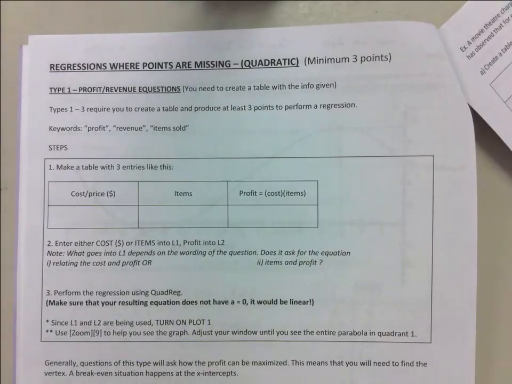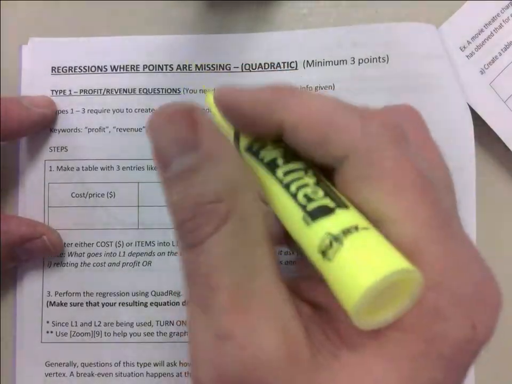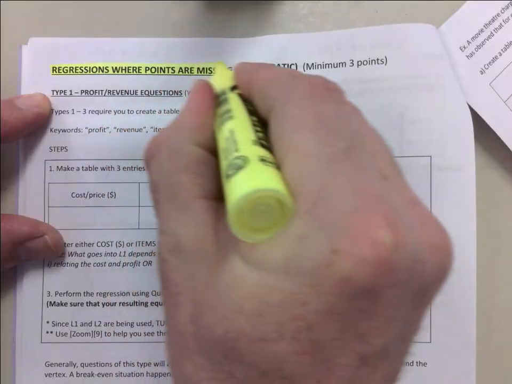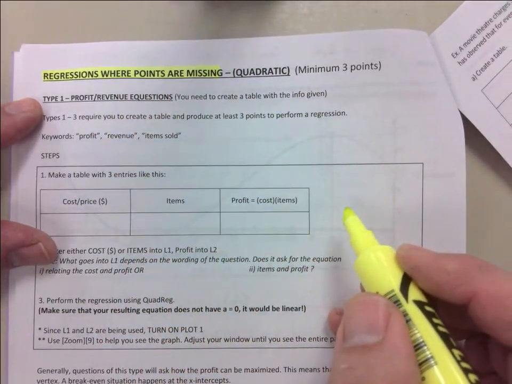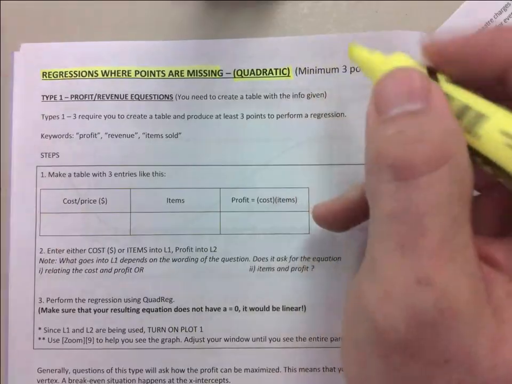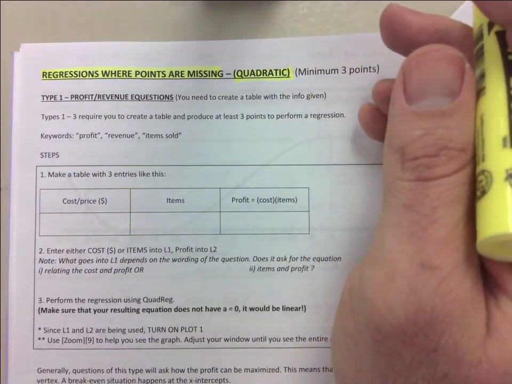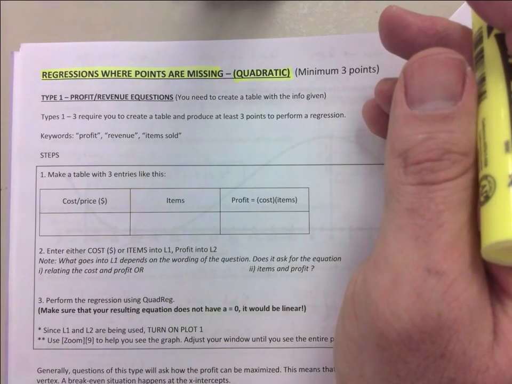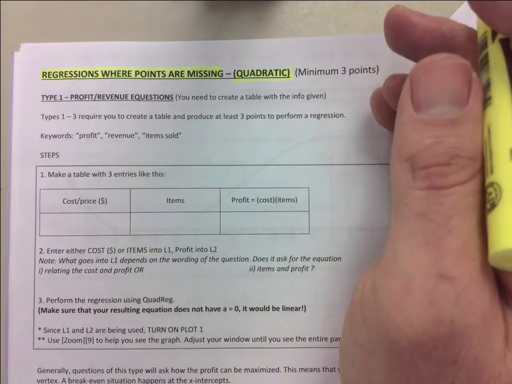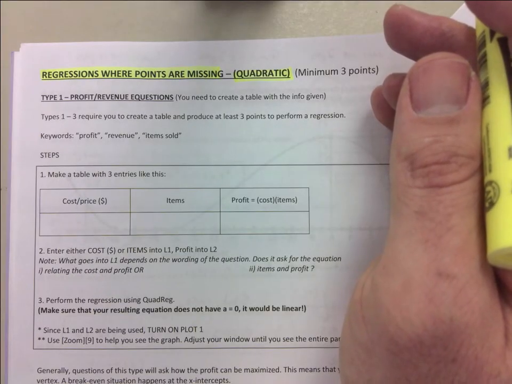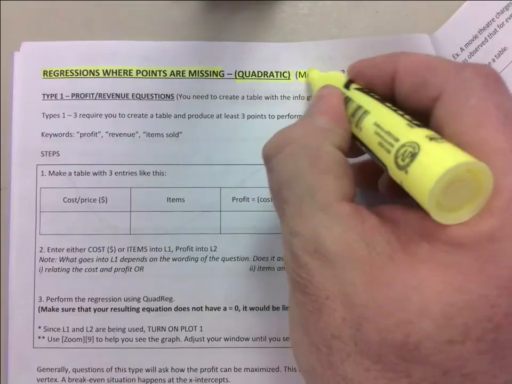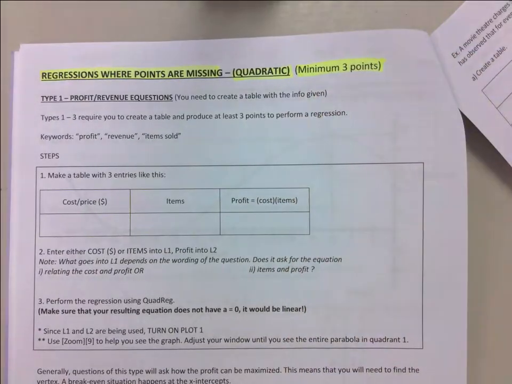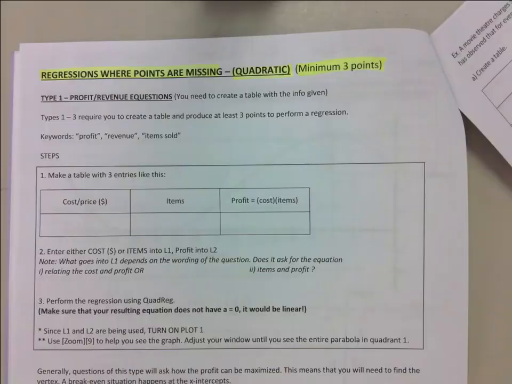So please follow along. Regressions where points are missing. For a quadratic, this is very much quadratic specific. The quadratic is the one where you can infer and come up with points that are apparently missing at first. The one extra point you need to come up with 3 points. You need a minimum of 3 for a quadratic.